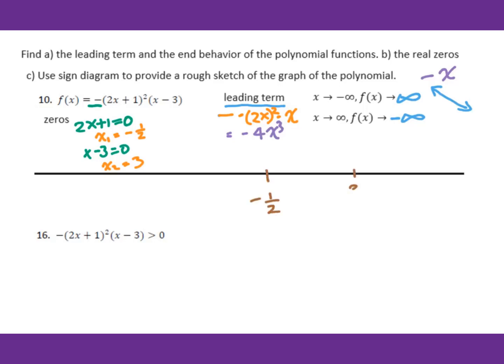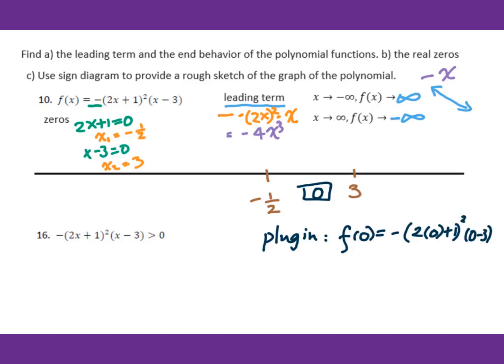Now we label -1/2 and 3. Then we choose a special number. Let's just choose 0. Then we plug in the special number. F of 0 equals -2 times 0 plus 1 squared times 0 minus 3. This is a negative sign going down. For this factor, that's a positive. This factor is negative, therefore we got the positive. So this interval is a positive.